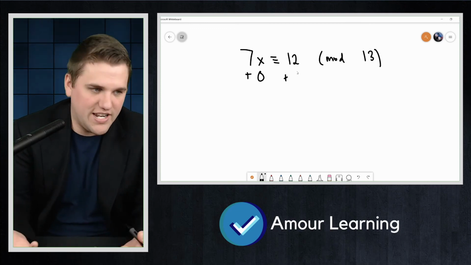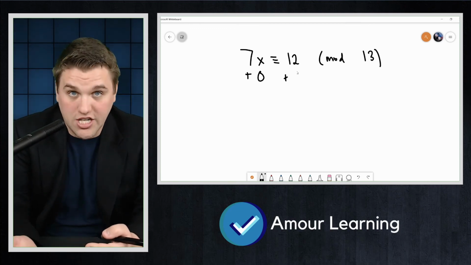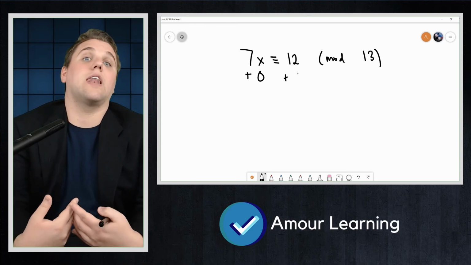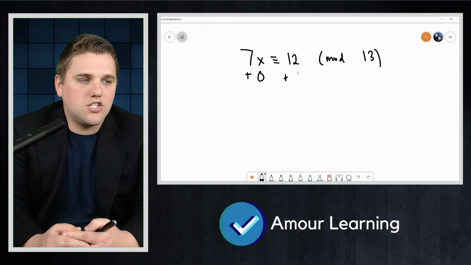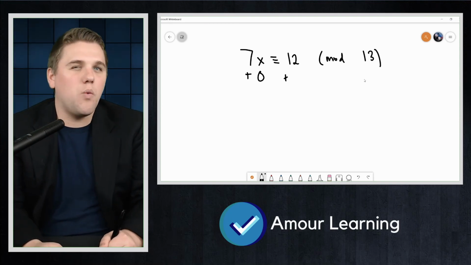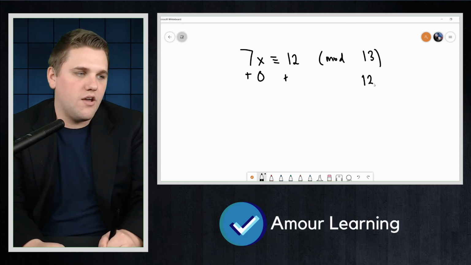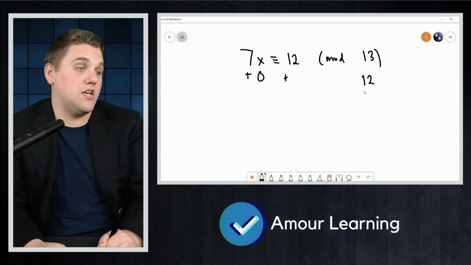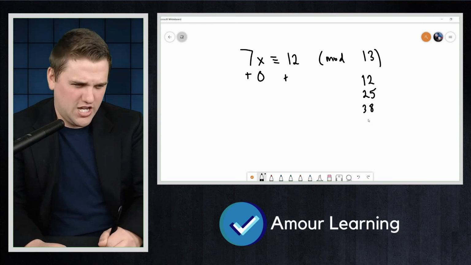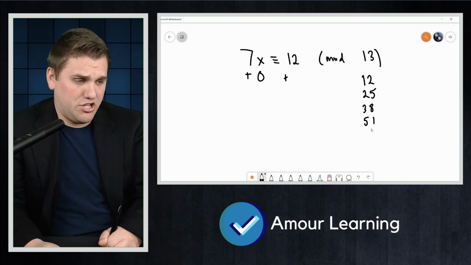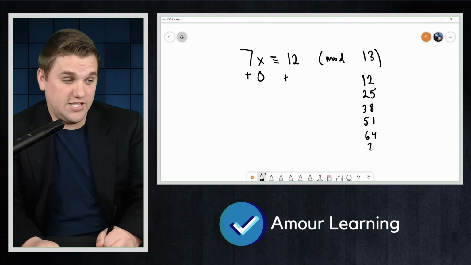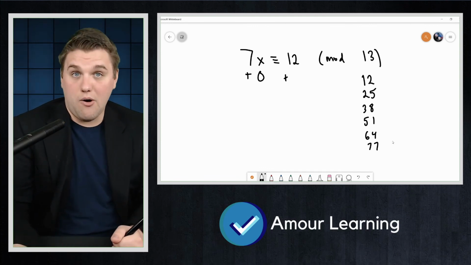Well, there's 0, but that doesn't really help me. I can add 13, which is equivalent to 0. I can add 26. I can add 39, and so on. And so let's try adding multiples of 13 to 12 until we get a number that's divisible by 7. So there's 12 plus 13 is 25, plus 13 is 38, plus 13 is 51, plus 13 is 64, plus 13 is 77. There we go.